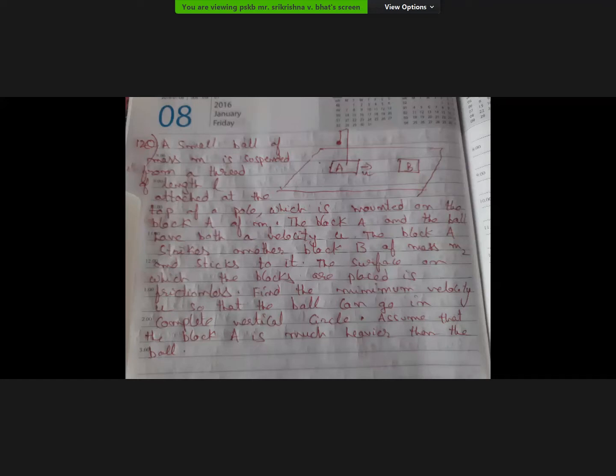Block A's mass is given to be m1, and the small ball's mass is given to be small m. After the collision, block A sticks to block B.